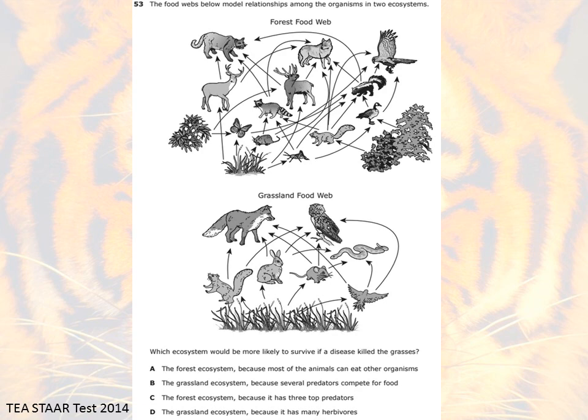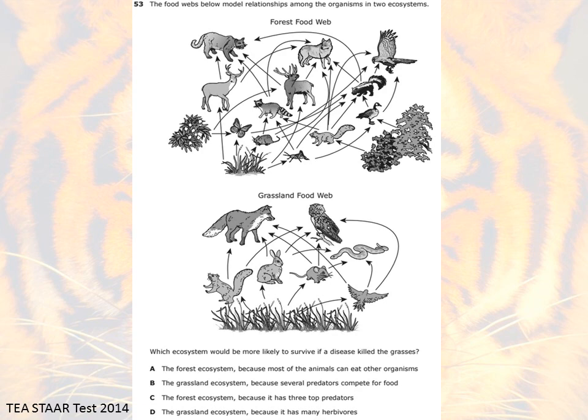Let's look at the food web below that. Here's the grasslands ecosystem. If we look at the grass on the bottom, we see that the squirrel needs it for food, the rabbit needs it for food, the mouse needs it for food, and this bird or hawk or whatever this is also needs it for food. So they both have 4 different organisms that need the grass. Right now I'm not seeing a big difference. But let's dive back into that question. The question says, what's going to happen if disease killed the grasses?